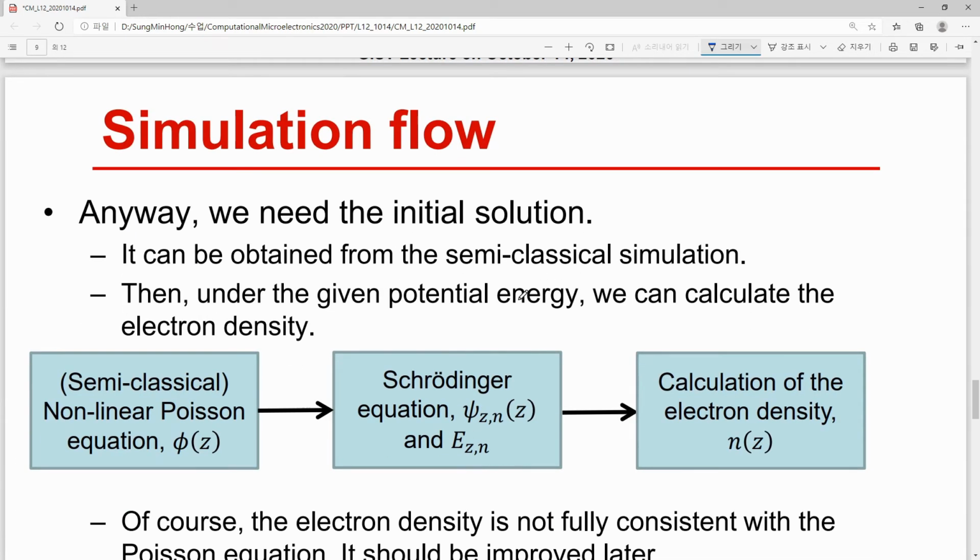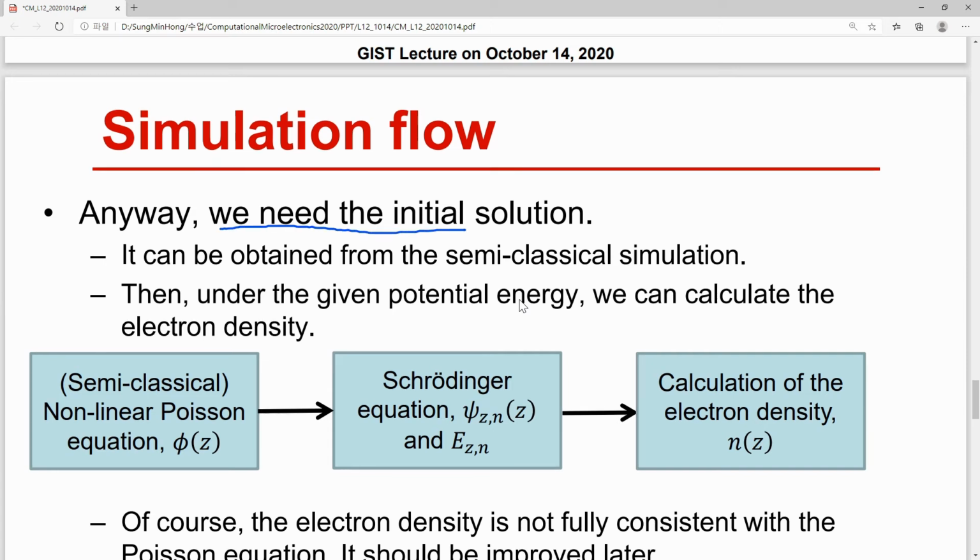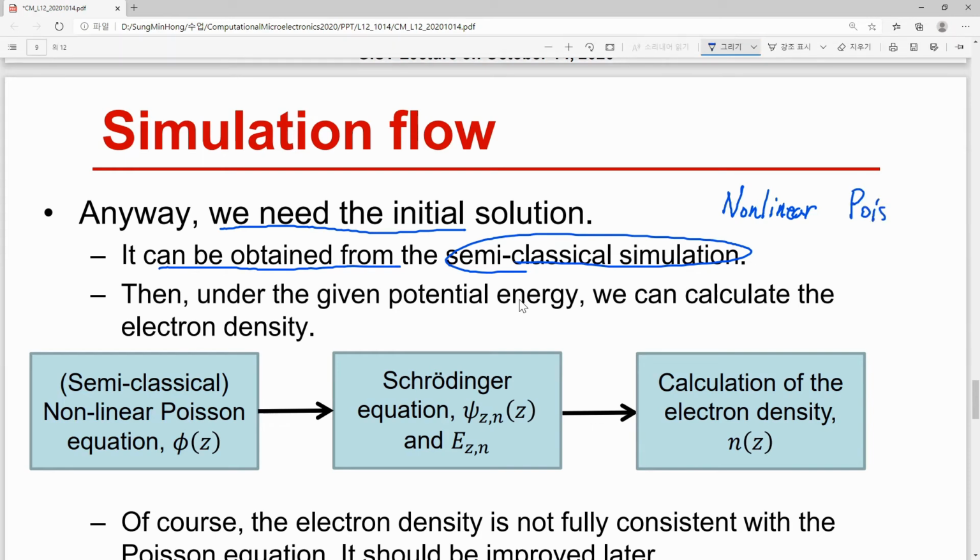And let me show you the simulation flow. In order to solve the Schrödinger equation, we need an initial potential. The initial potential can be obtained from the semi-classical simulation. In our case, it means the nonlinear Poisson equation. So first, solve the nonlinear Poisson equation. Then you will have the potential.